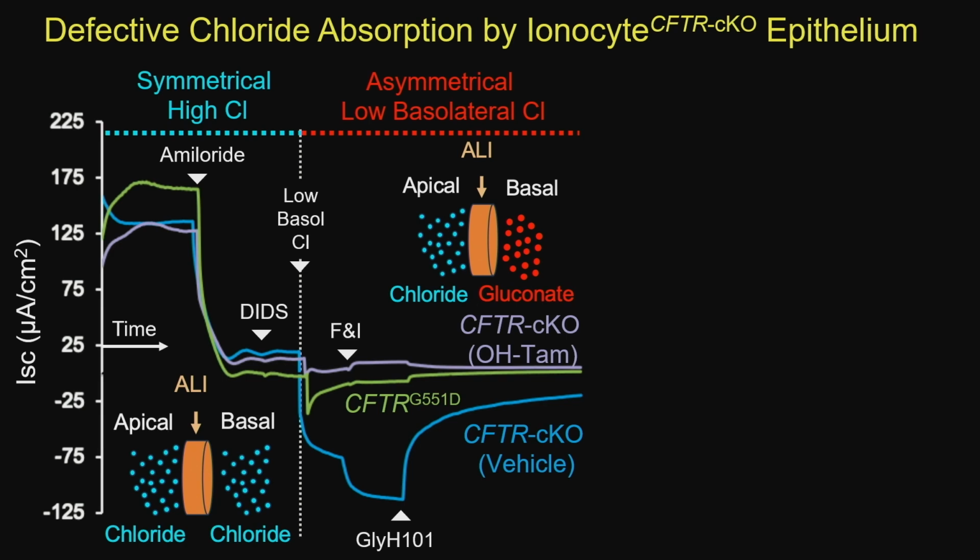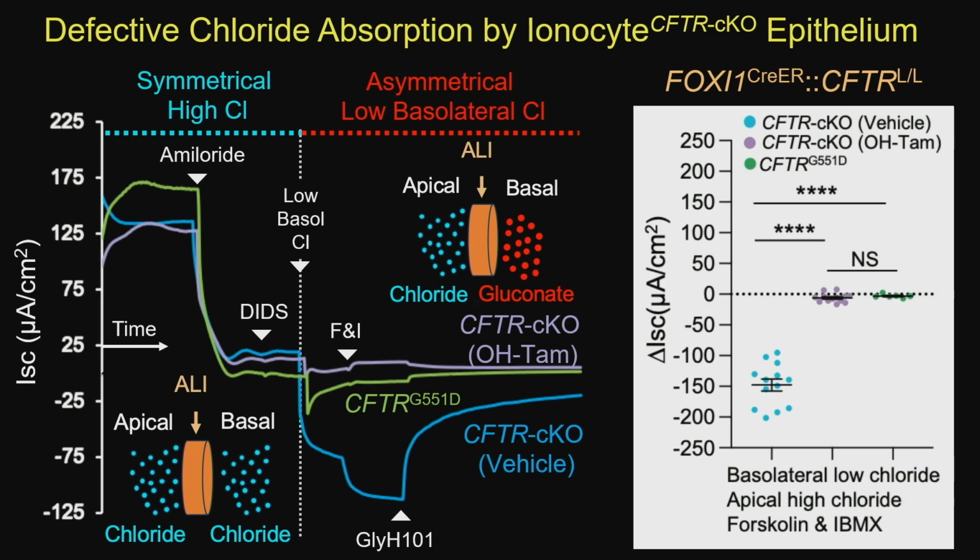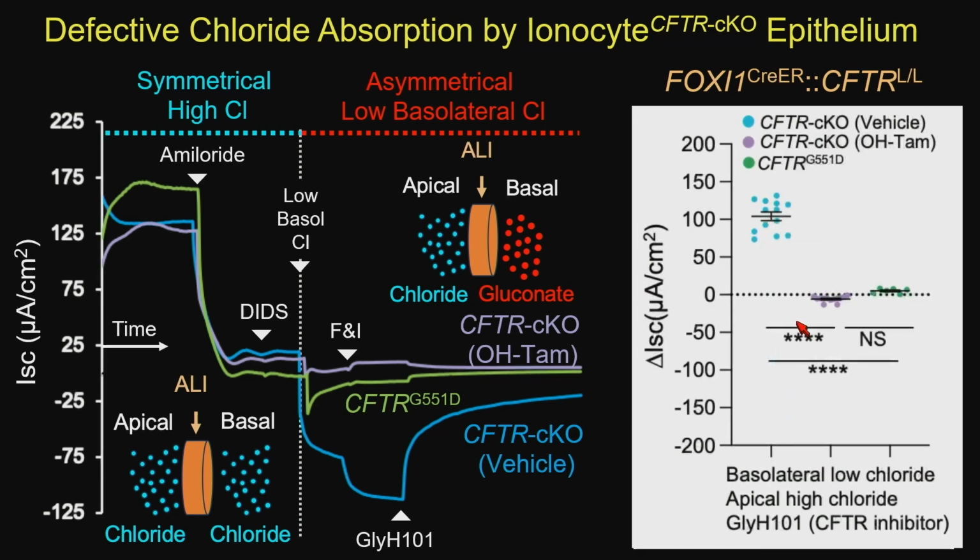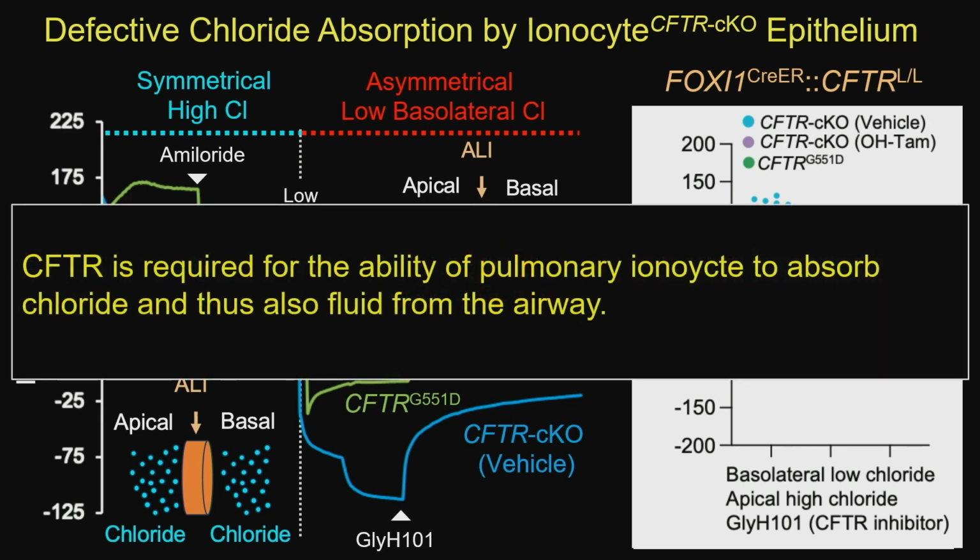And if you compare this to CF, this is now G551D, but no ivacaftor, BX770, so it's basically mutant. And comparing it to the conditional knockout of CFTR only in ionocytes, you lose completely all absorption of chloride in this negative gradient. You can quantify that here. And this is the GlyH101 response, very significant changes. So CFTR is required for the ability of pulmonary ionocytes to absorb chloride, and thus fluid, because if sodium's passing across the epithelium, where salt goes, fluid goes.